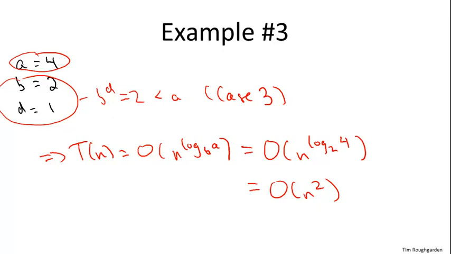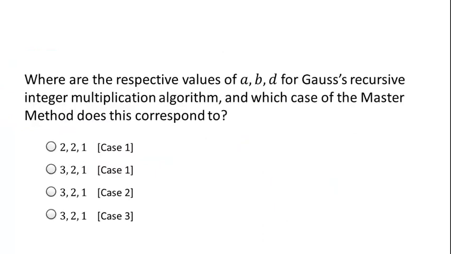But what if we do make use of Gauss's trick, where we do only 3 recursive calls instead of 4? Surely the running time won't be any worse than n squared, and hopefully it's going to be better. So I'll let you work out the details on this next quiz.